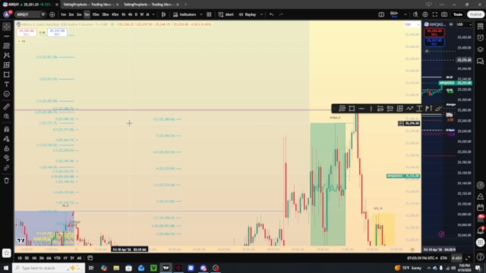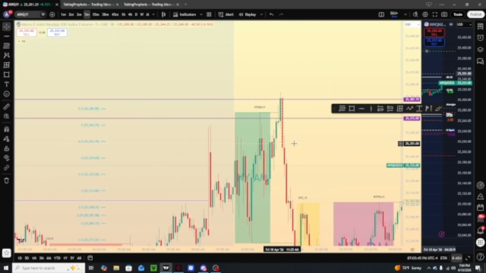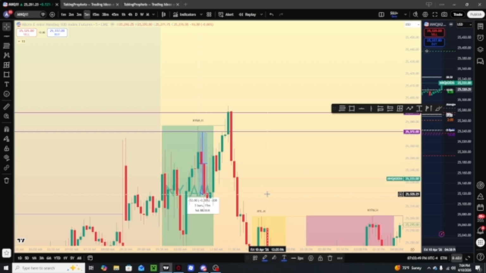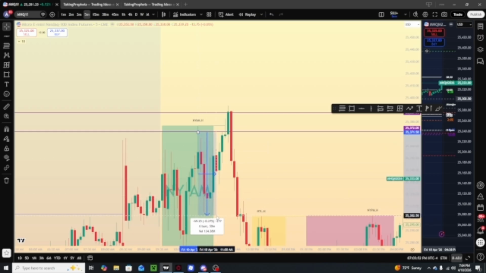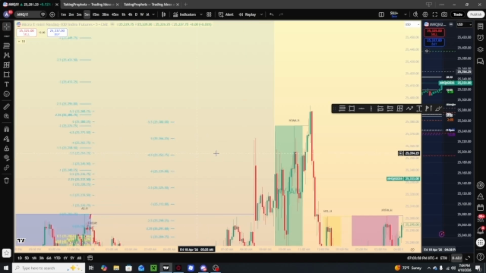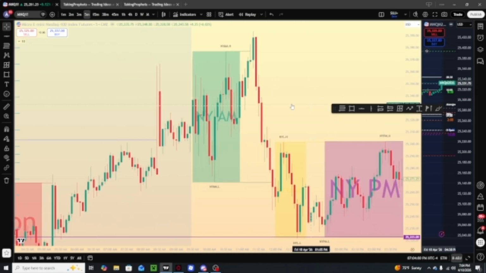You would have caught some sort of trade right here as well, with 50 points, 60 points. The whole point of standard deviation is to just stack levels.